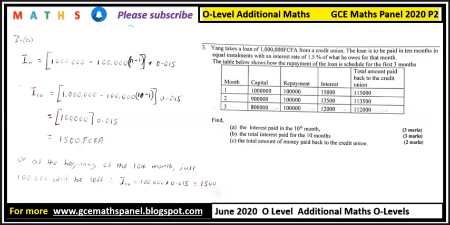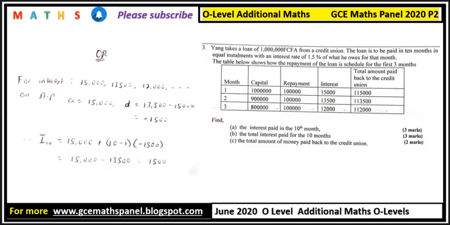Well, another way to do it is to write out the interest. If you look at this interest, this is an AP. Look at it very well. We have 15,000, 13,500, 12,000 from here. You can see that the interest is reducing by 1,500 francs every month. You can see that, right? So it therefore means that this is an AP with a common difference of minus 1,500.